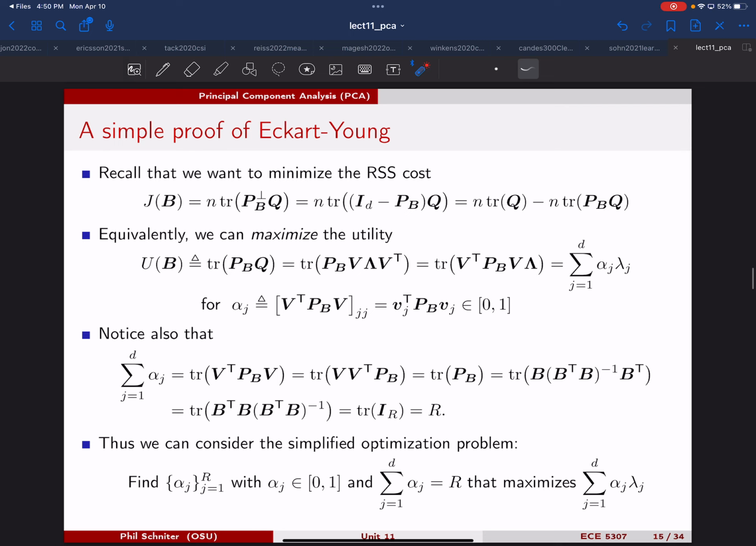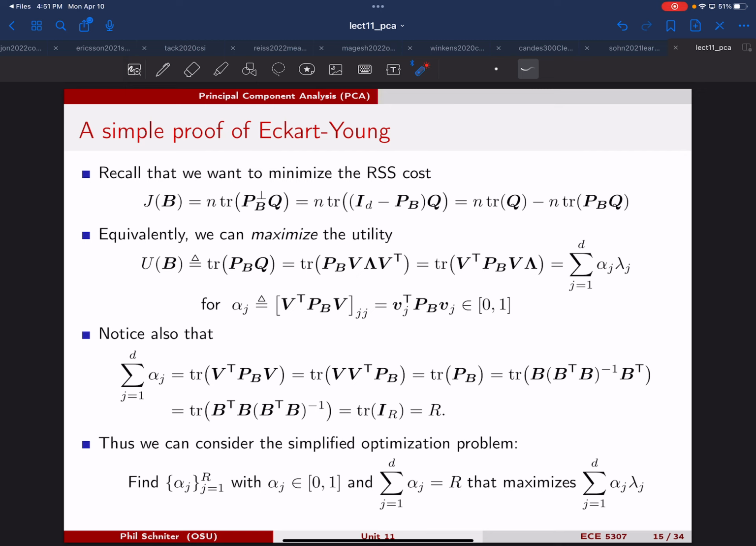Okay, so this is our objective, minimizing this. Now we can maybe unpack this PB perp. Remember, that's I minus PB. And if we have that, we can multiply this out. We get Q minus PBQ. Those are inside a trace. Trace is linear, so we can have this minus this. And if I'm optimizing B, I don't have to worry about this. Forget about that. And if I'm minimizing this, because of this minus sign, I actually want to maximize this. So we'll call this a cost. We'll call this a utility.